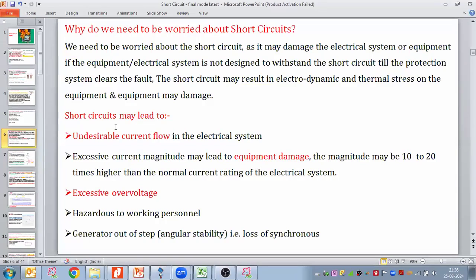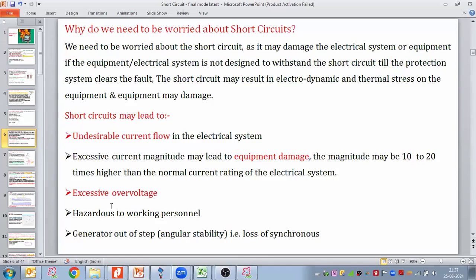Short circuit may lead to over voltage. Is it an unearthed system, correct? In an unearthed system, it will happen. Unearthed systems or resistive earth systems. Yes, in that case, it may lead to excessive over voltage. Short circuit may be hazardous to working personnel. Short circuit also may lead to generator out of step or angular stability issues, and then this may lead to loss of synchronism of the generator.